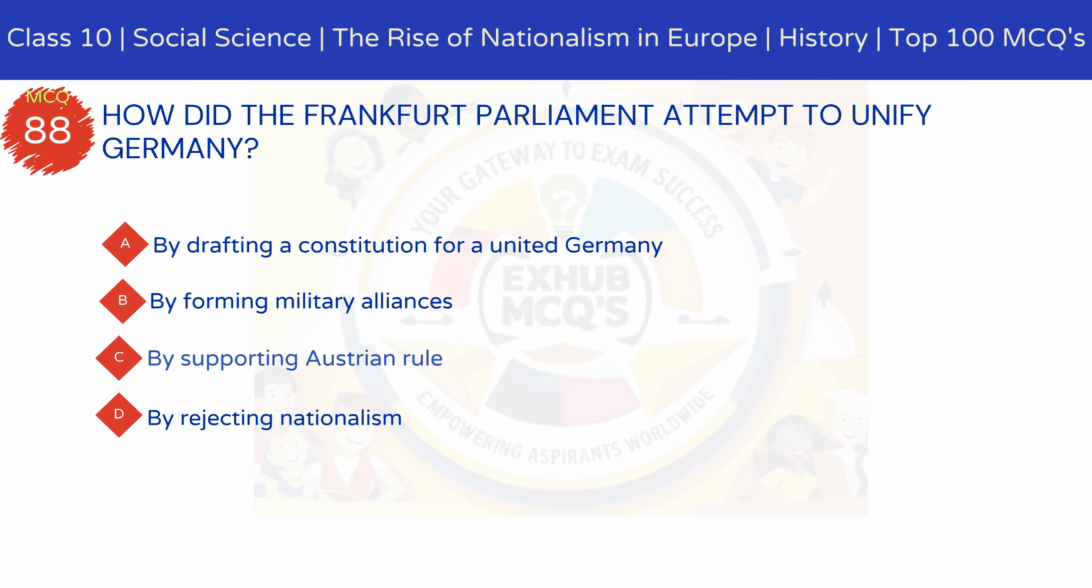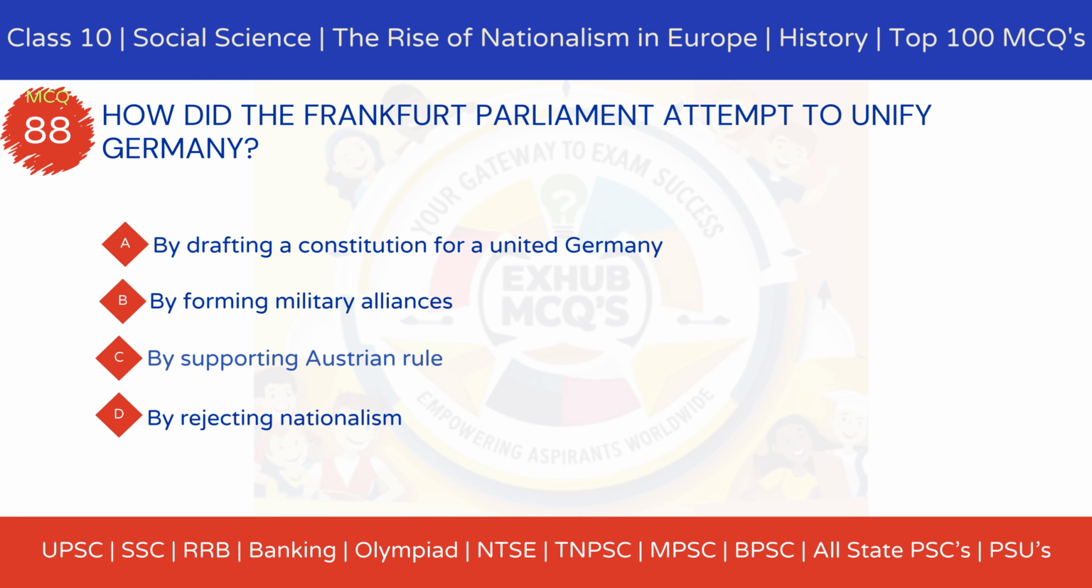MCQ 88. How did the Frankfurt Parliament attempt to unify Germany? Option A, by drafting a constitution for a united Germany. Option B, by forming military alliances. Option C, by supporting Austrian rule. Option D, by rejecting nationalism.